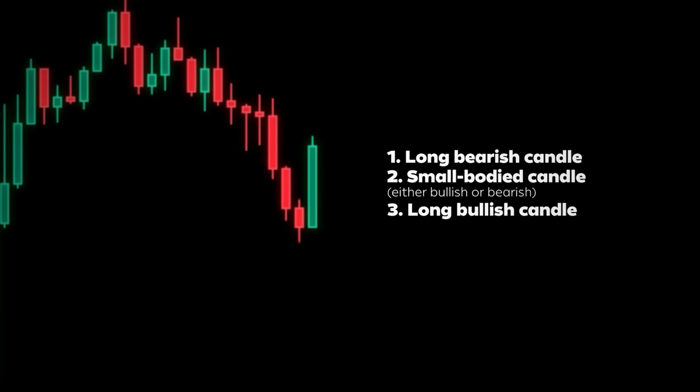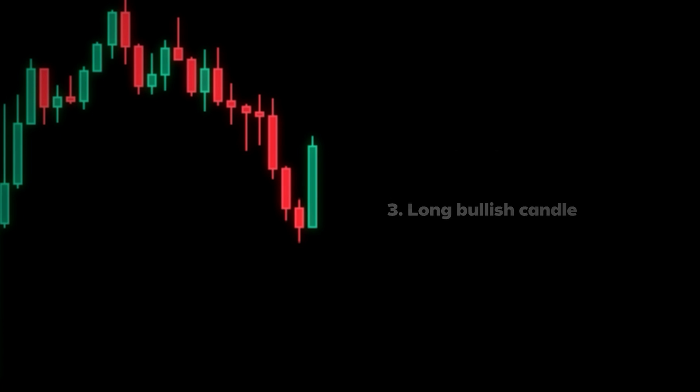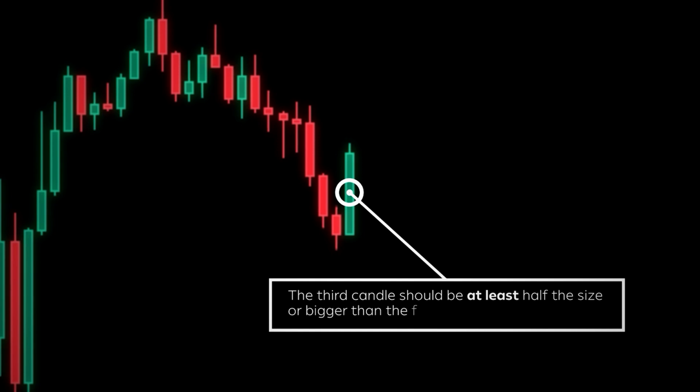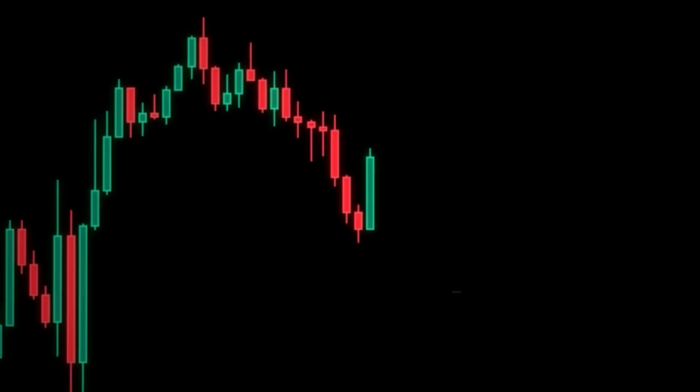The middle candle of the morning star captures a moment of market indecision where the bears begin to give way to the bulls. The third candle confirms the reversal and can mark a new uptrend. The third candle body should be at least half the size or bigger than the first candle. If you're wondering how I might trade this morning star, take a look.